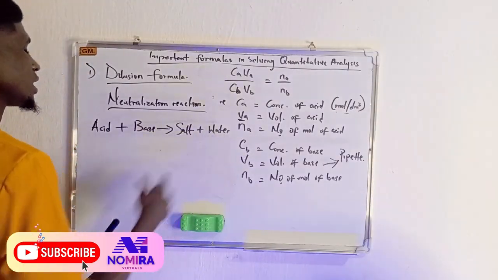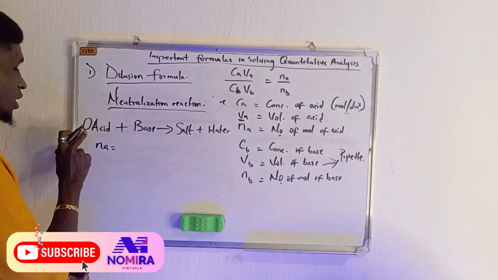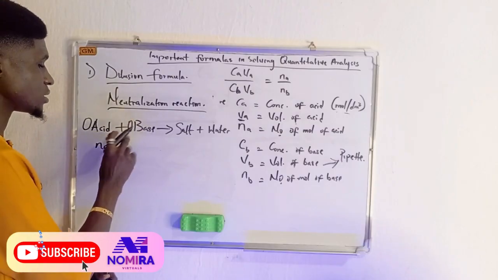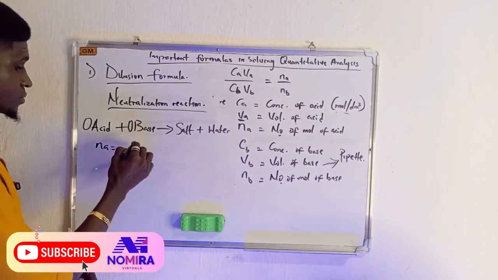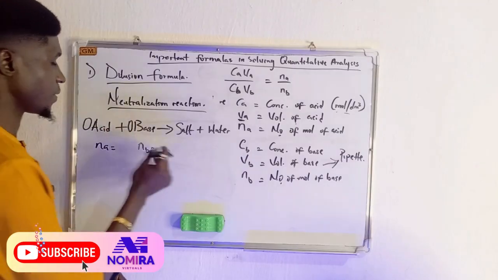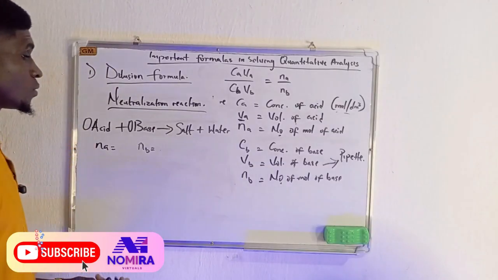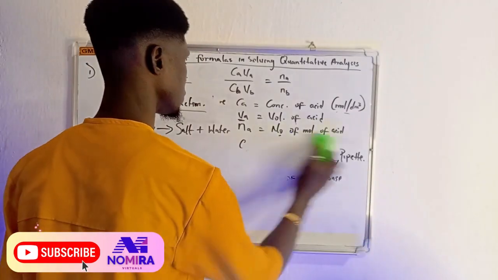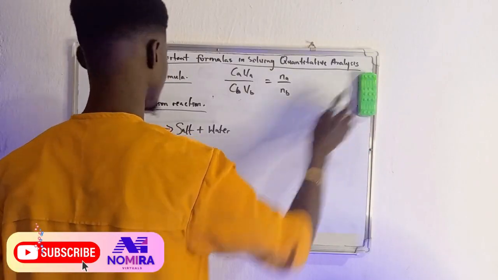So for us to get Na, our Na is obtained from the number of mole that you see here. Any number that is written in front of the acid becomes your Na. Any number that is written in front of the base becomes your Nb. So Nb is going to be whatever is written here. So let us give different examples of how to balance chemical equation, so that it will enable us to apply this formula very efficiently.